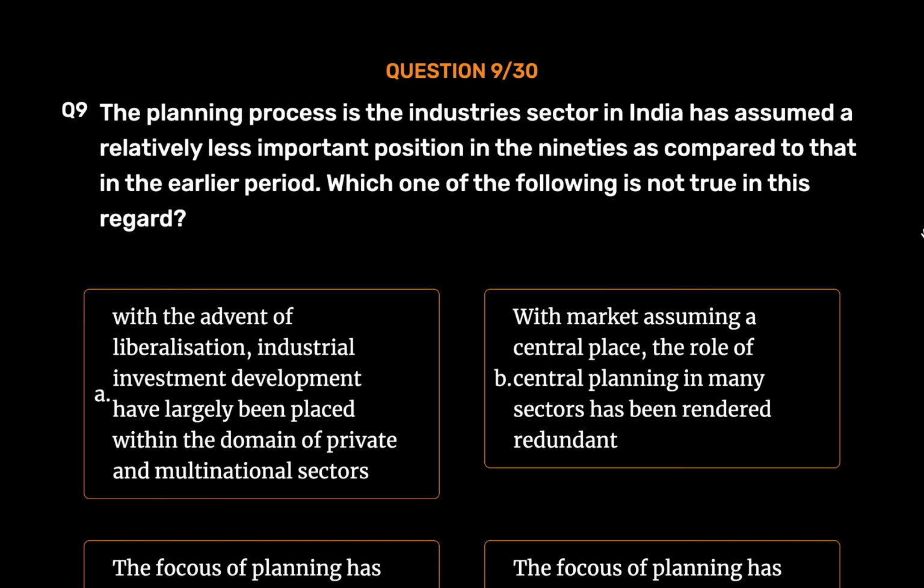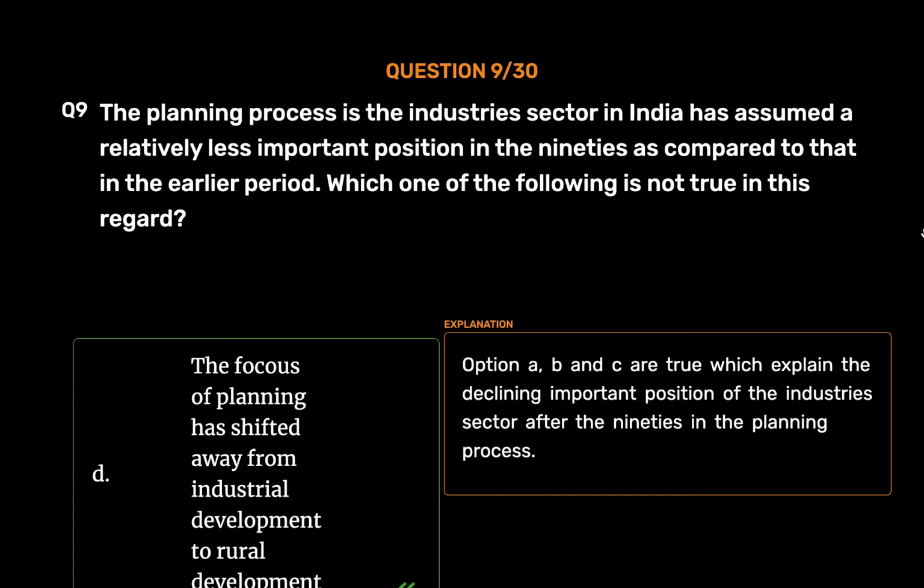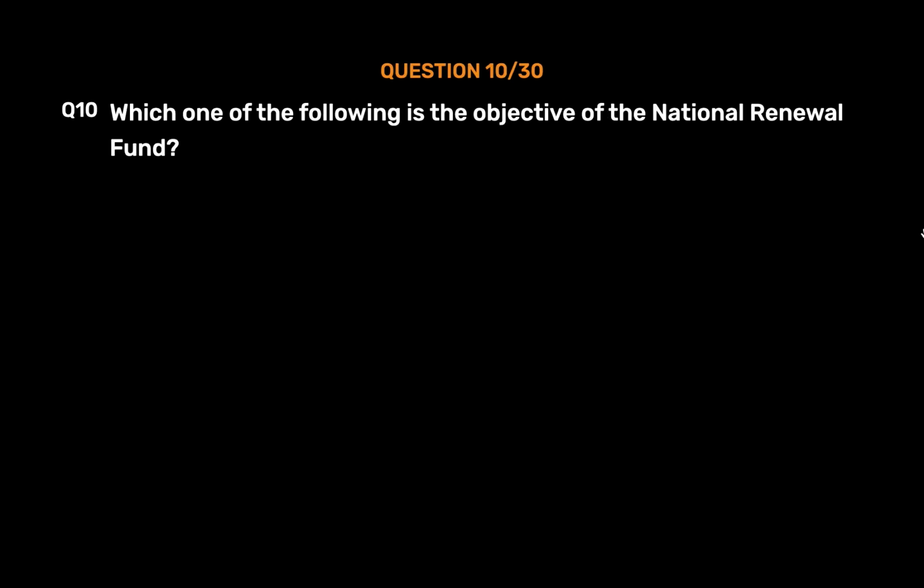The correct answer is option D. The focus of planning has shifted away from industrial development to rural development. Option A, B and C are true, which explain the declining important position of the industry sector after the 90s in the planning process.